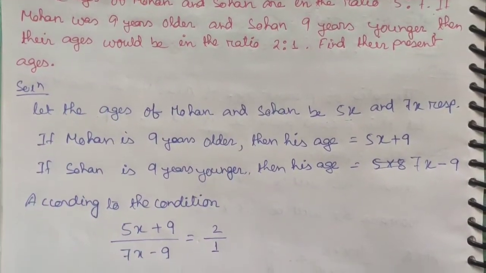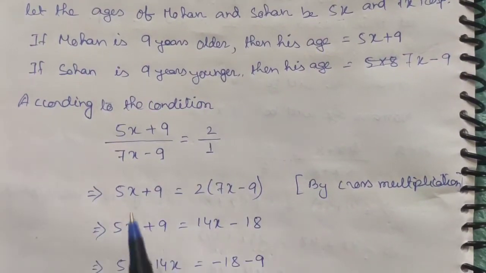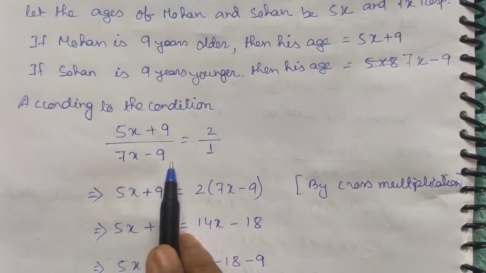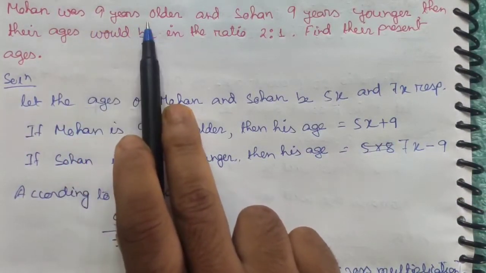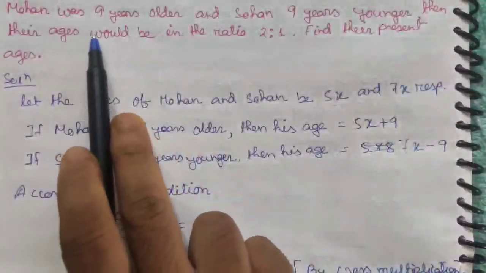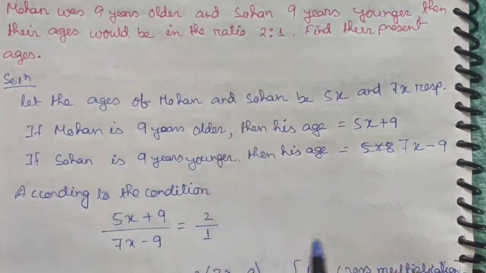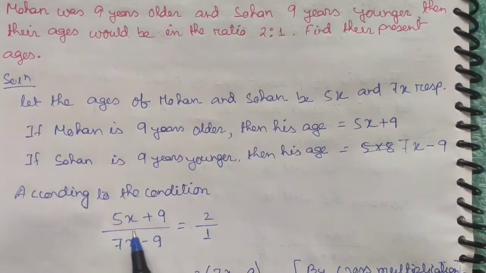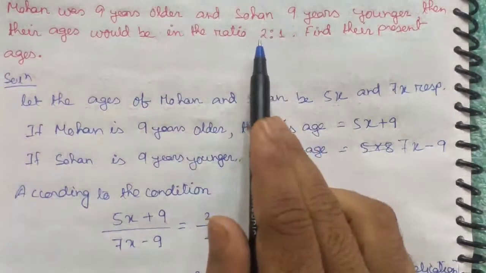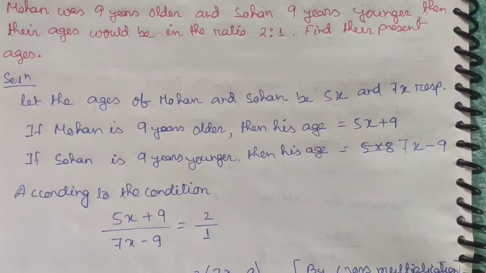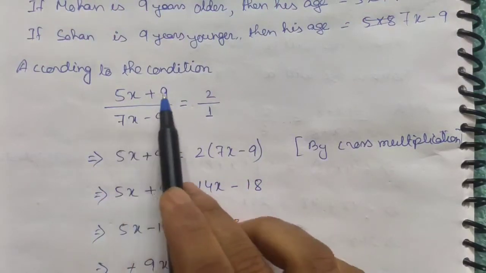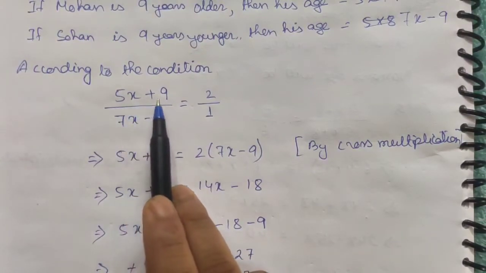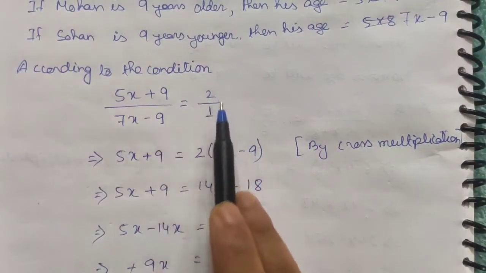Clear? So now according to the question, (5x plus 9) divided by (7x minus 9), because here, if Mohan was 9 years older and Sohan 9 years younger, then their ages will be in the ratio, right? So we have to convert them into a ratio. So (5x plus 9) divided by (7x minus 9) equals 2:1, so 2 divided by 1. Here also we have found the same type of equation, so here also we will cross multiply: 5x plus 9 with 1 and 7x minus 9 with 2.